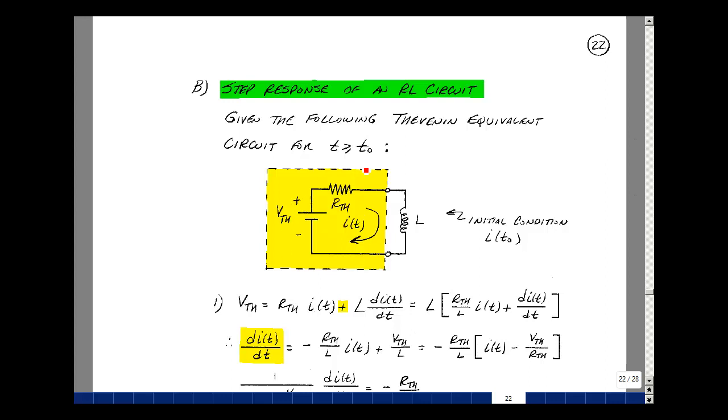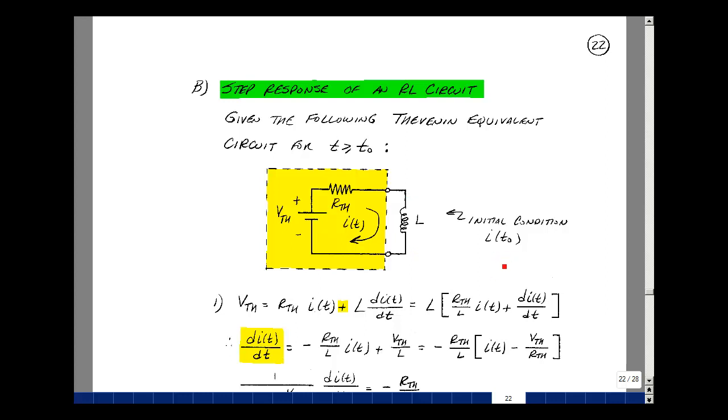equals t0, goes from an open to a short or a short to an open, and that we can Thevenize that circuit once the switch has changed state. Let's further suppose that in this box there are no inductors. The only inductor we have is right here. Let's further assume that we know its initial condition. I'll call that I of t0.